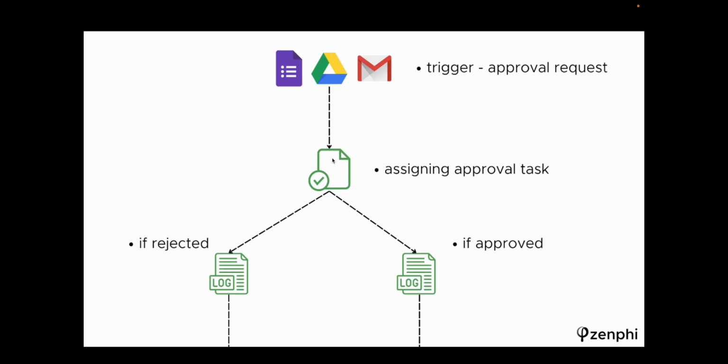Depending on the outcome of this approval request, so for example, it can be rejected or it can be approved, then we log the status of this request and we can add further actions. So now let me quickly open Zenphi Automation Builder to show you how it will work.